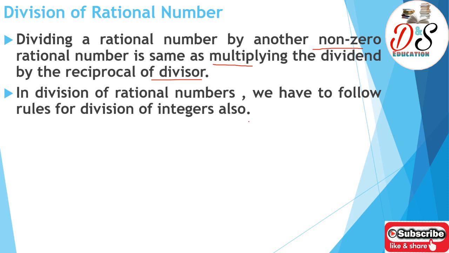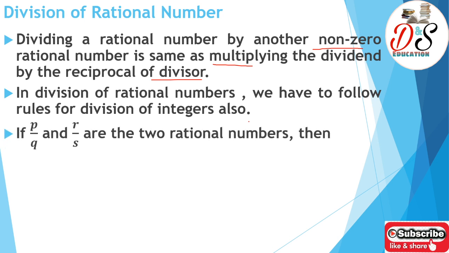Means when you are dividing same sign of rational number you are getting a positive rational number, or when you are dividing different sign of rational number you are getting a negative rational number. Okay, suppose we have two rational numbers p upon q and r upon s. Now we have to divide it.